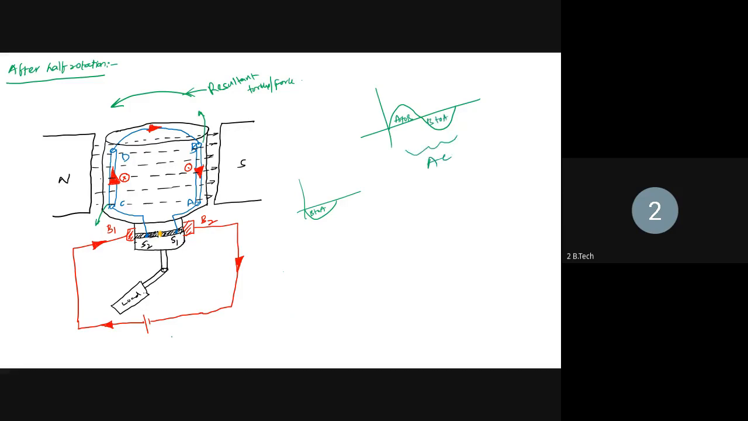But we are giving DC. So this DC input is converted into AC in case of motors by using the commutator. Whereas in case of generator, AC will be converted into DC for the load.